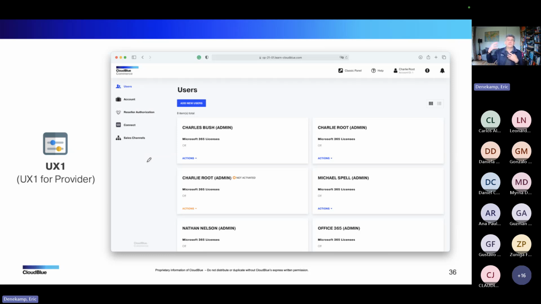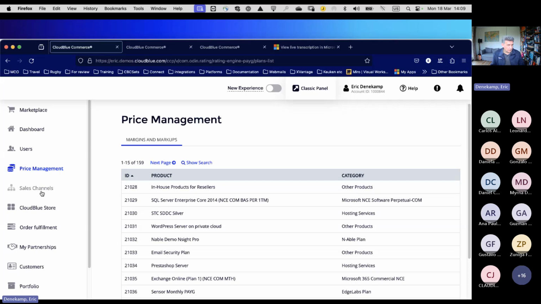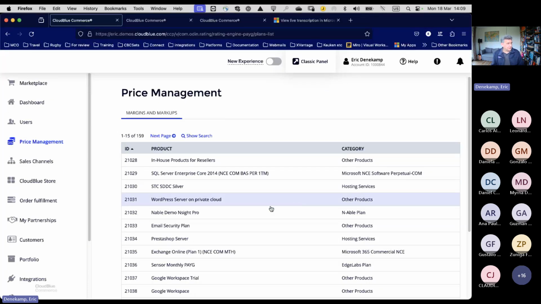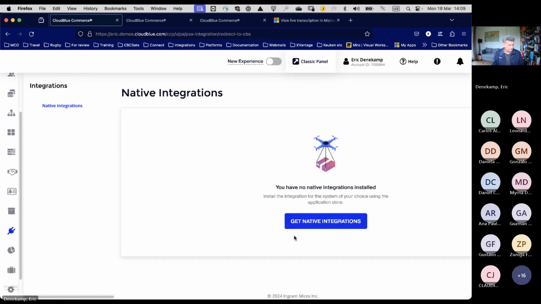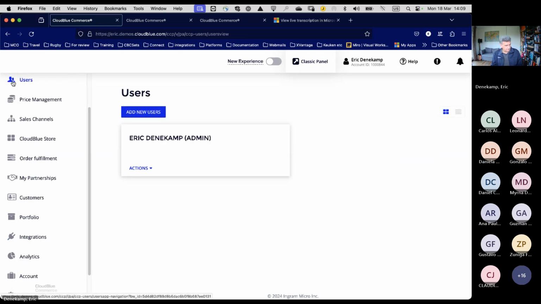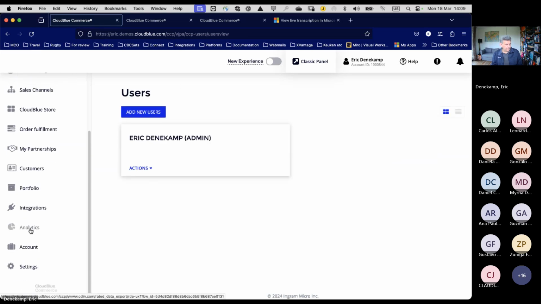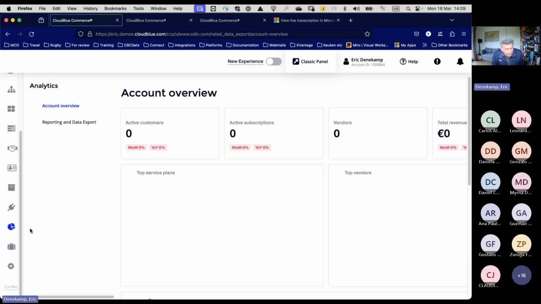We also added functionality to the platform with different modules that can be installed. And of course, what you see in your navigation in UX1 is a result of that addition of those scenarios. In this case, I don't have native integrations, but the module is there, so it gives me that little icon. Analytics is also a separate module.